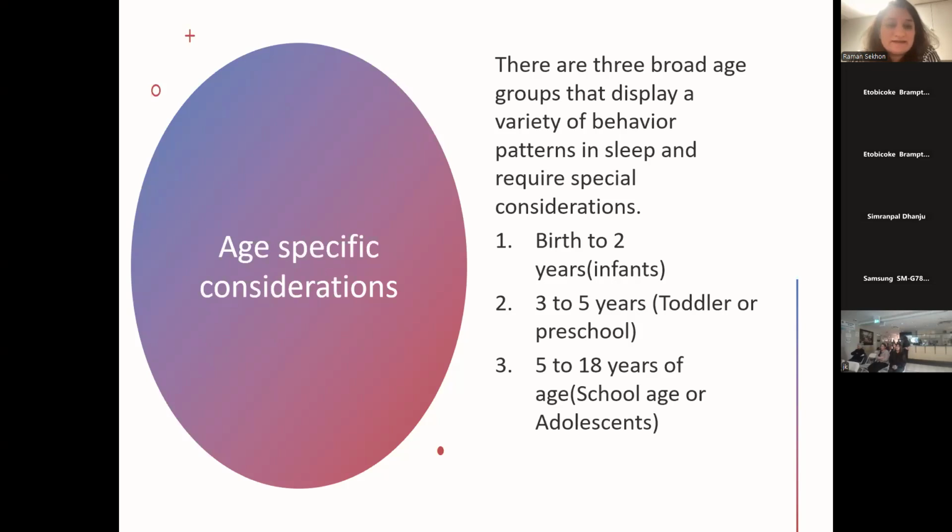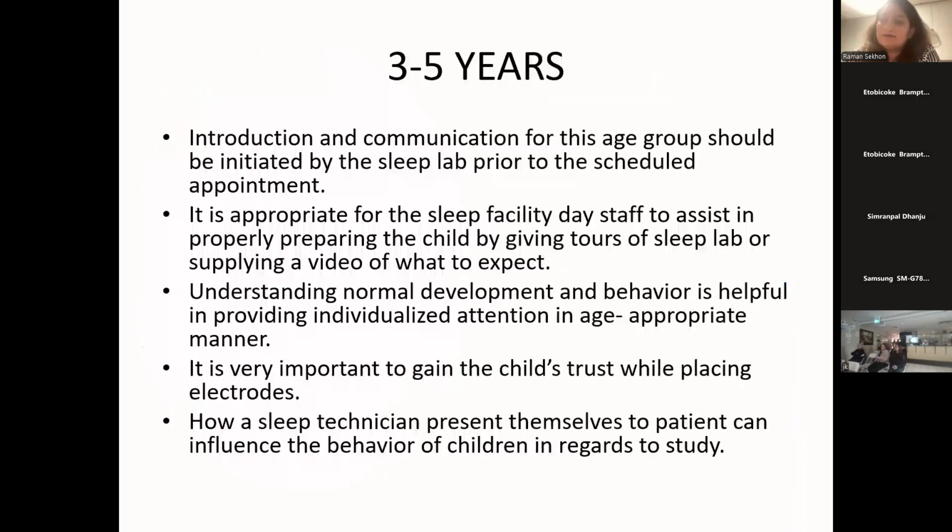So in the sleep lab, we basically deal with 3 to 5 years, that is toddler or preschool children, and 5 to 18 years of age, that is school age or adolescents. Next slide. Talking about 3 to 5 years of age, this is the age group of patients we mostly encounter in our sleep lab.